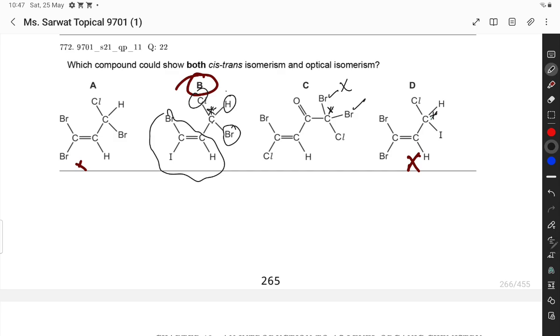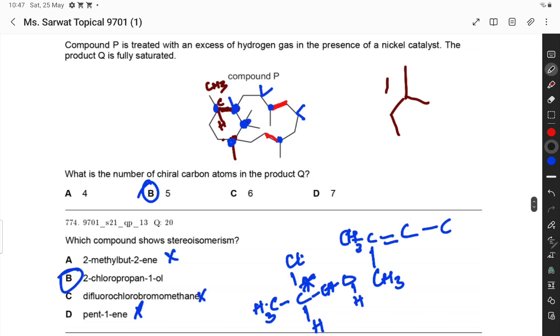This is a chiral carbon but not a stereoisomer, because this carbon is surrounded by the same atom. So that's why this is also incorrect. Now look here, this compound also has a chiral carbon, but this double bonded carbon is surrounded by two same atoms. So that's why this is also not correct. B option is the correct option.